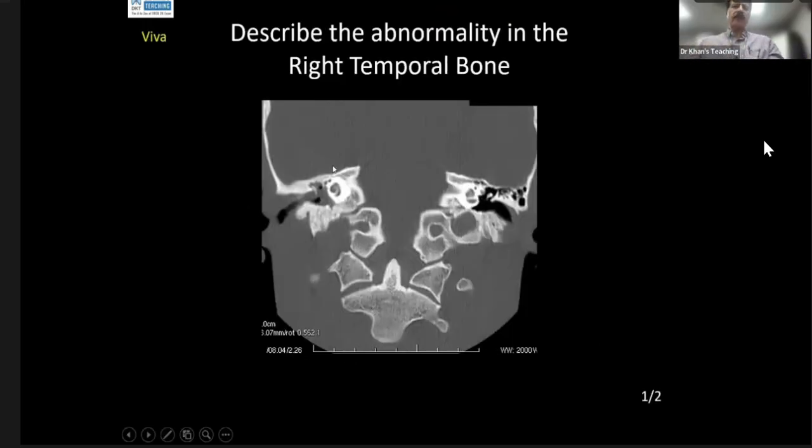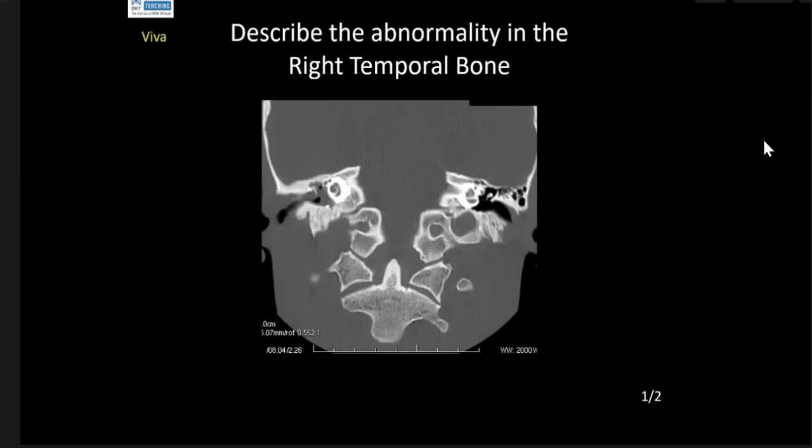Now, candidate one, this is a coronal section through the temporal bones. This is the normal side, and this is the abnormal side. Can you see my mouse? Yes, I can. Can you describe the findings here?